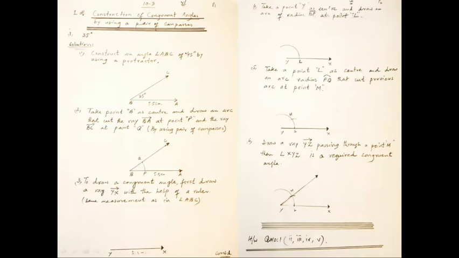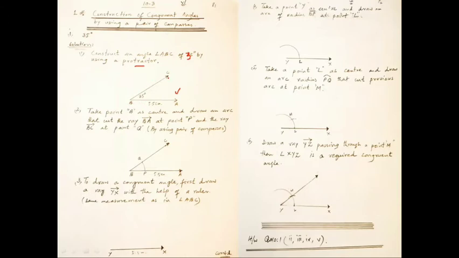This 35 degree angle we will draw with the help of a protractor. We will draw the 35 degree angle with the help of a protractor, and the angle is drawn as A, B and C.